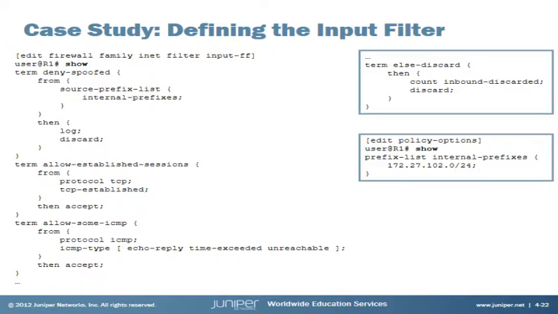So we can discard that, and then from protocol TCP established, then accept, and term allow some ICMP, and we're looking at exactly what ICMPs we're allowing there. Echo reply, time exceeded, unreachable, then accept. So that's our filter that we've set up.